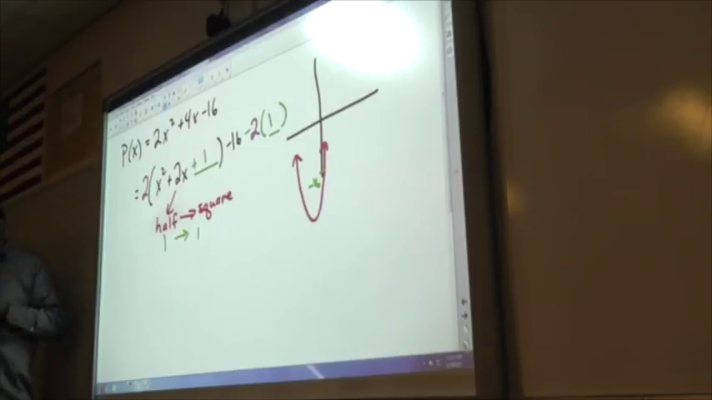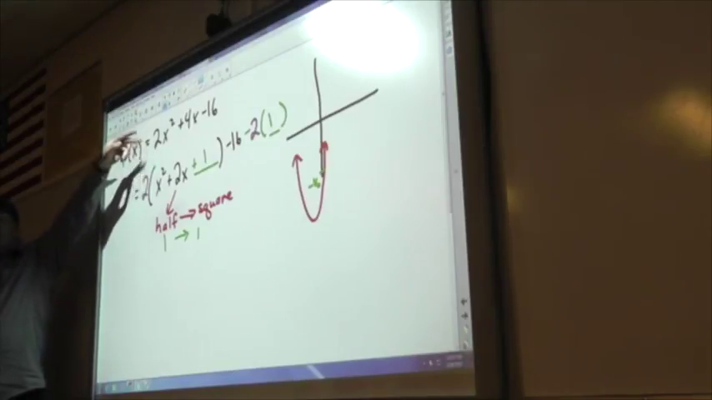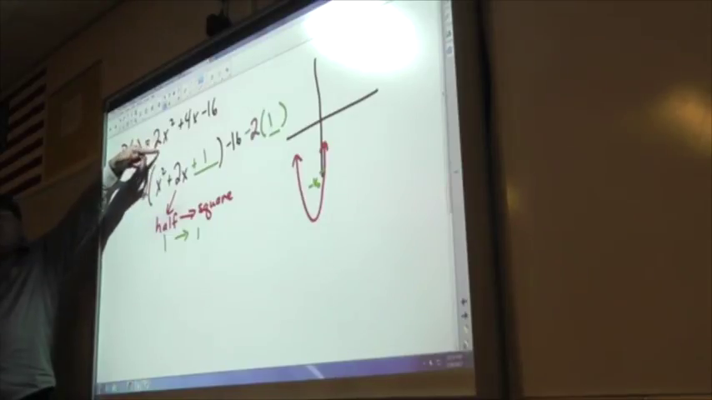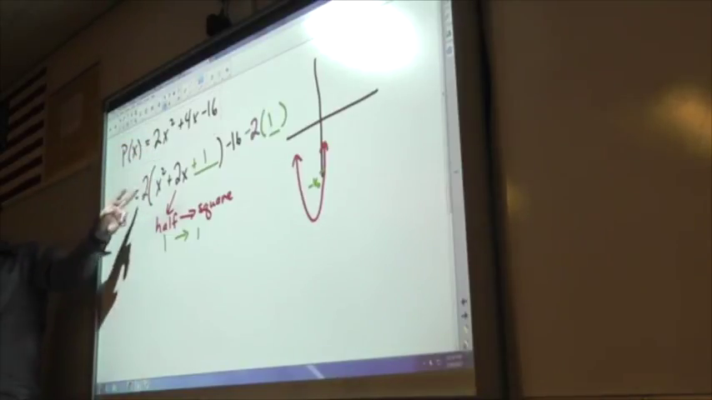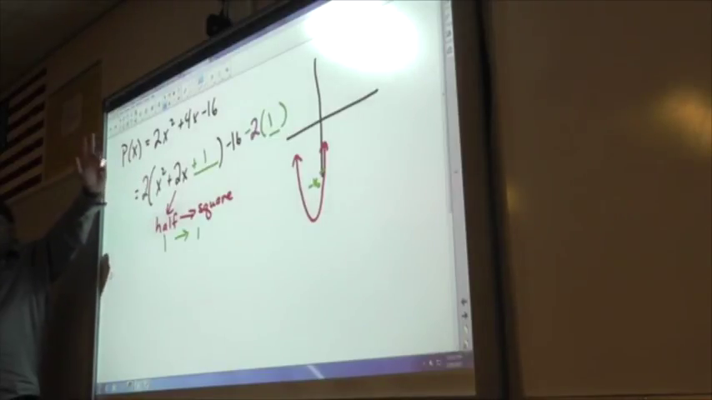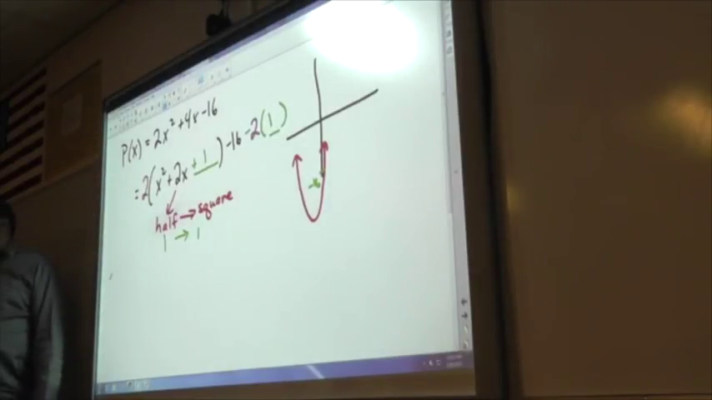So say if the function didn't have a coefficient. It would just be 1. You would just subtract 1. You mean from the 16? If this was just a 1? Yeah. You would just subtract 1. A 1. Yeah. Okay. All right.